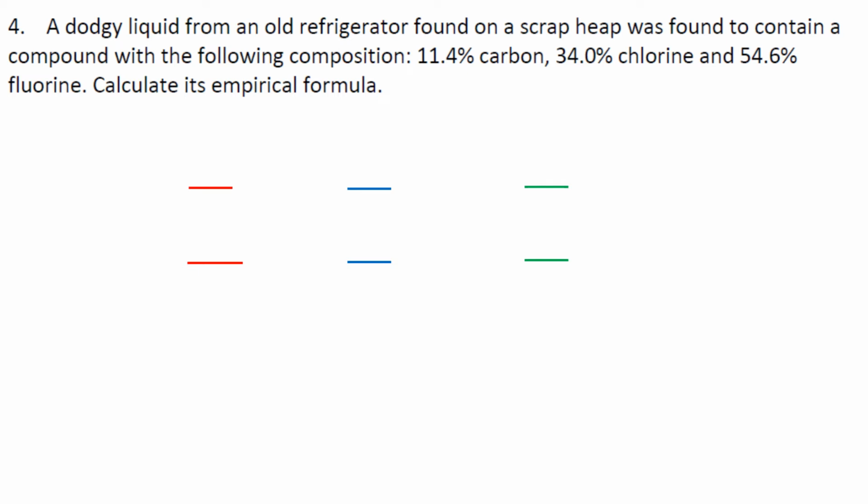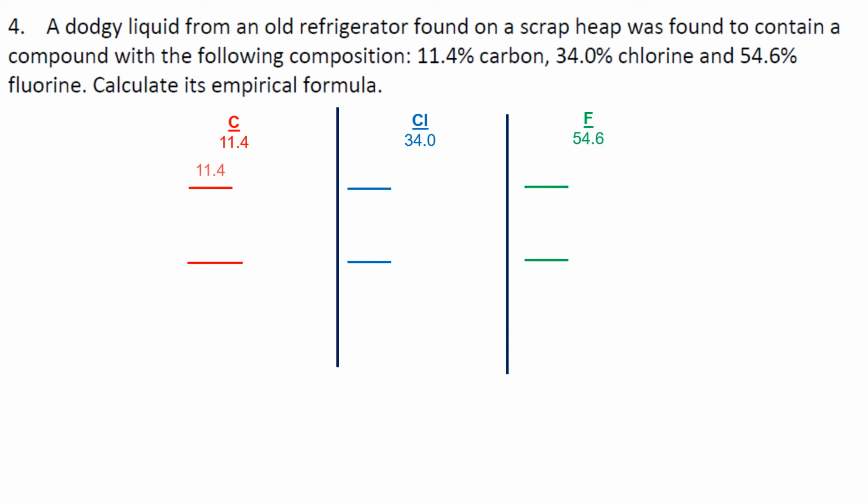Okay, so this dodgy liquid from an old refrigerator has got carbon, chlorine and fluorine in it. So we've got 3 columns: carbon, chlorine and fluorine. Divide each one by its relative atomic mass. So carbon is 12, chlorine is 35.5, fluorine is 19. So we get those numbers there. Don't round them too early, keep them to at least 2 or 3 decimal places.